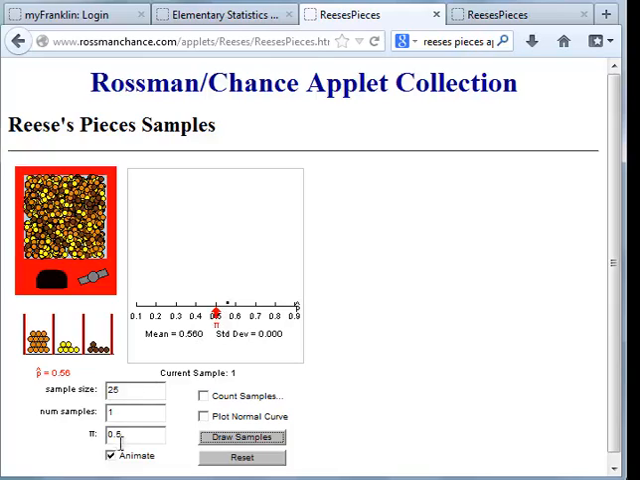Now, what we believe about the population proportion is that it's 50%. We believe that half of all Reese's Pieces candies are orange.